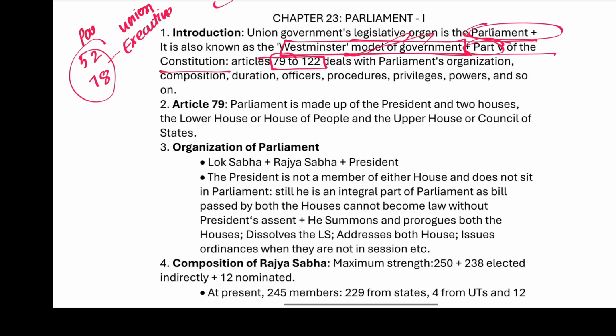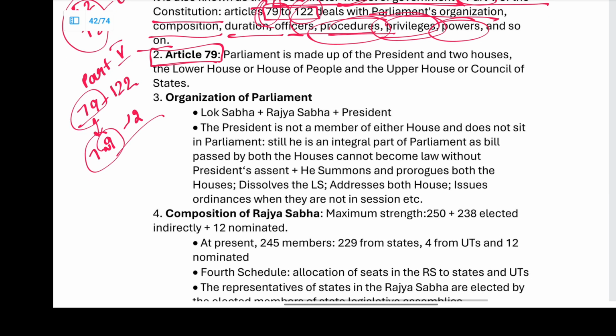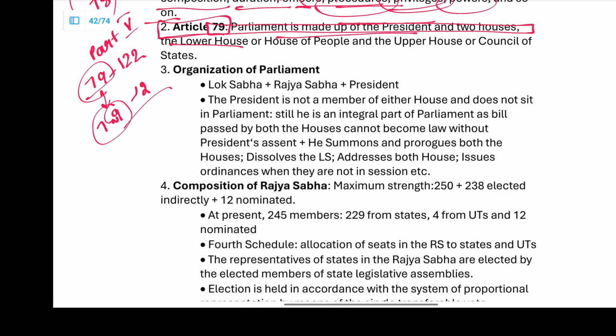In the same Part 5, we have another chapter, which is from 79 to 122. So 79 and 122 deal with the Parliament: organization, composition, duration, officers, procedures, privileges, powers, and so on. And Article 79: Parliament is made up of the President and two houses. We have the lower house, the House of the People, and the upper house, the Council of the States.